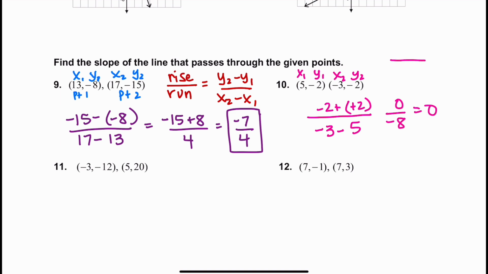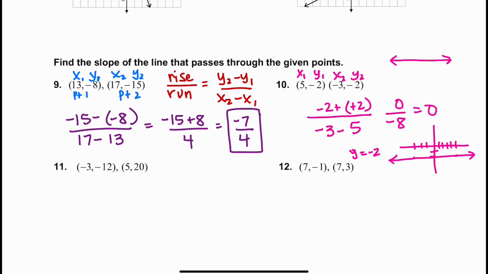If it's a slope of 0, it should be a horizontal line. So if I were graphing this, I would have 5, negative 2. I would also have negative 3, negative 2. And notice I'm going to have a horizontal line here. This would be the equation y equals a negative 2. Y is always going to equal negative 2.